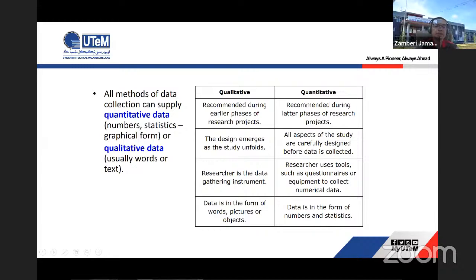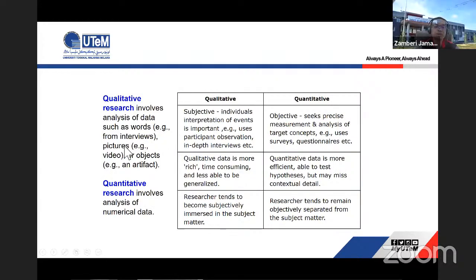Analysis of qualitative data covers things such as words from interviews, pictures, videos, objects, and so on. For quantitative, it involves numerical data. Qualitative could be subjective, depending on the individual's interpretation or observations, as in in-depth interview sessions. But quantitative involves very precise measurement analysis. Maybe you could be using certain tools like root mean square of certain readings, things like that.